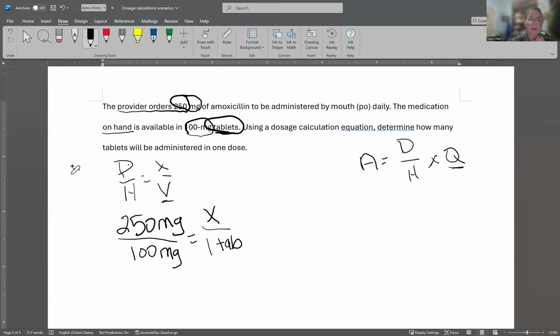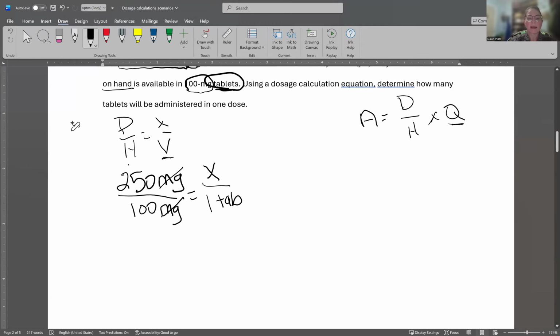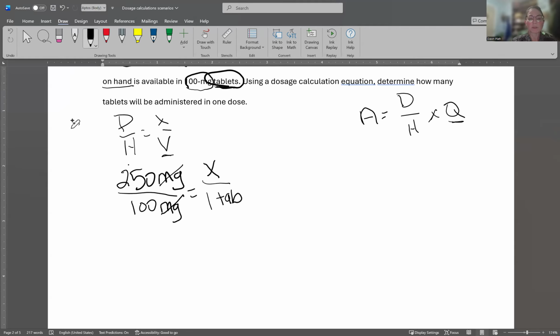We can cross off the milligrams because we don't need that anymore. What you do on the top, you can do on the bottom, they cancel each other out. Then we cross multiply. So 250 times one tab is 250 tab equals 100 times X, 100 X.